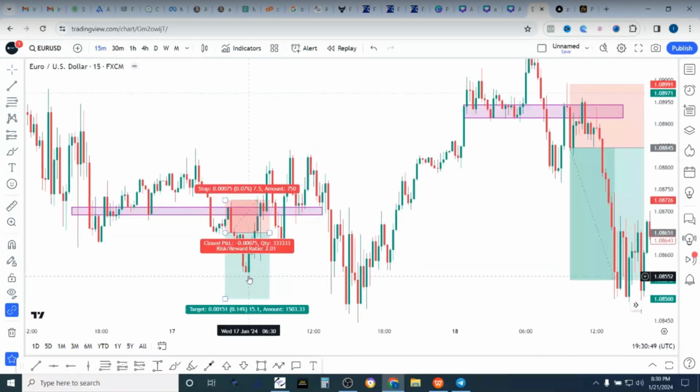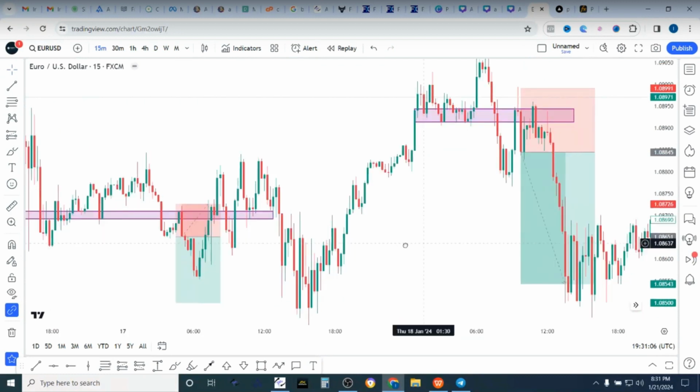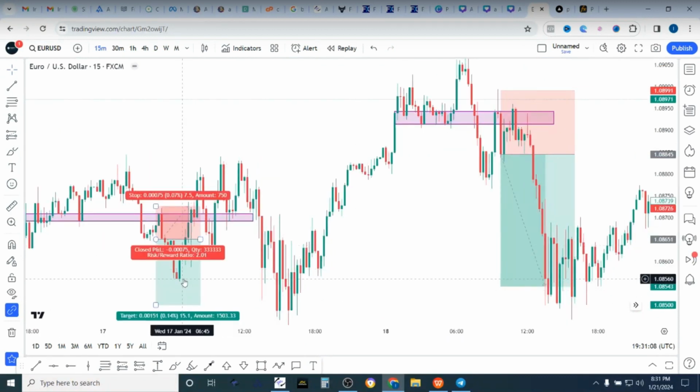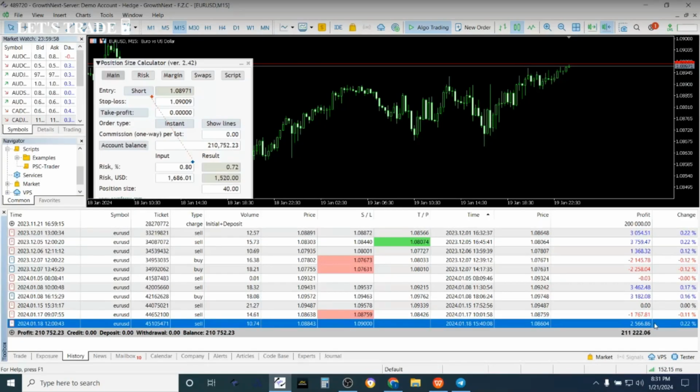Price moved in my direction for a bit, but because I was going for a risk to reward ratio of 2:1, this risk zone here is 1. So my reward is twice the size of my risk. And that is why you can see that even though I took 1 loss and 1 win last week, I still closed the week with a profit.